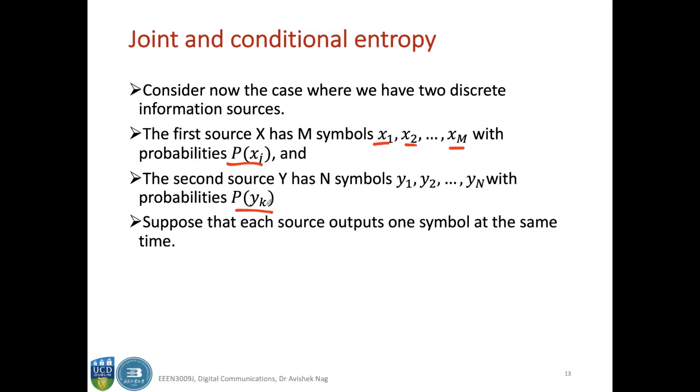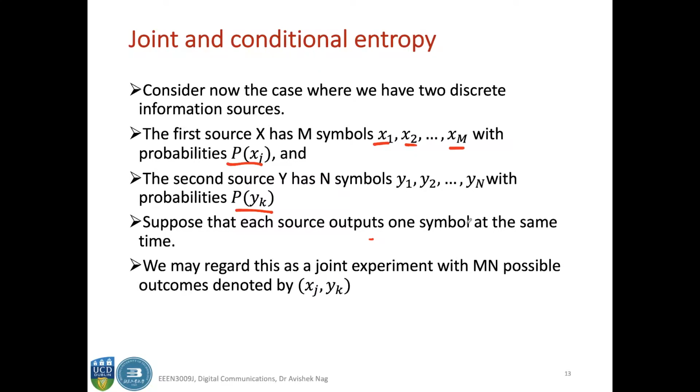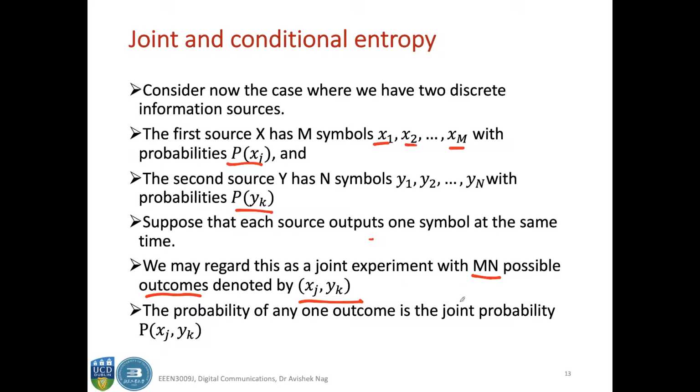So you saw the video on the information entropy where those two sources were emitting the symbols. So that similar concept is getting discussed here. So each source outputs one symbol at the same time, and in such a case we may regard this as a joint experiment with mn possible outcomes, denoted by this joint event xj comma yk, and the probability of any one outcome is the joint probability of xj comma yk.